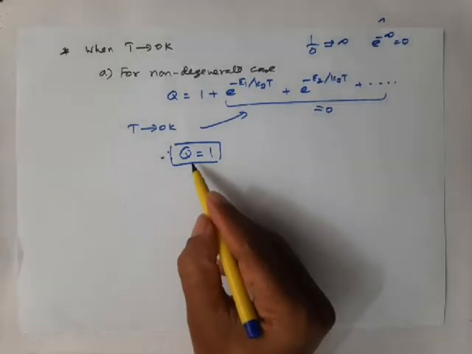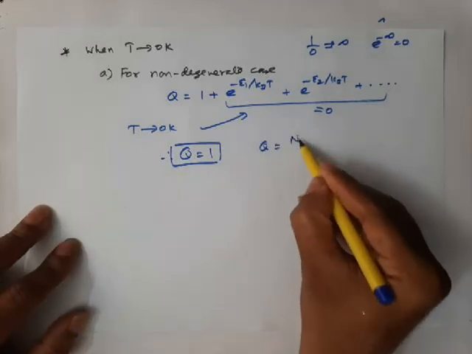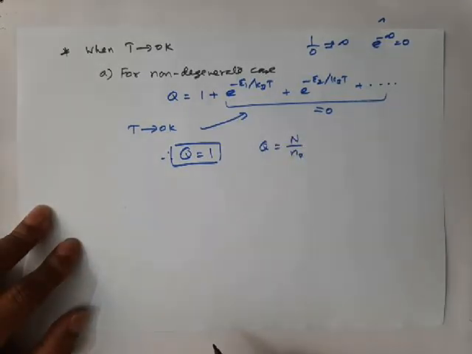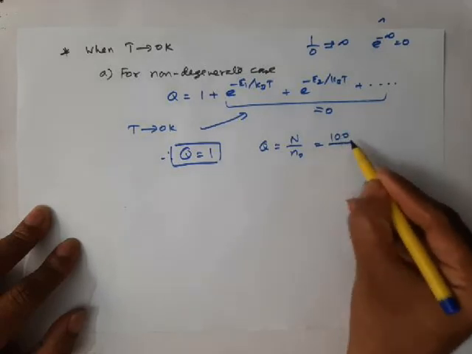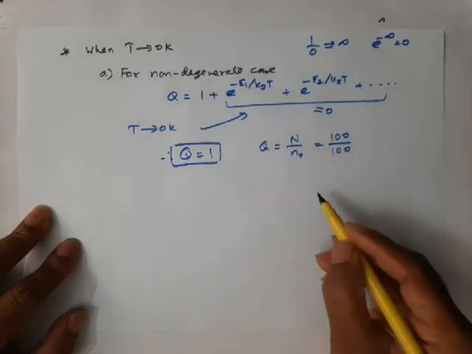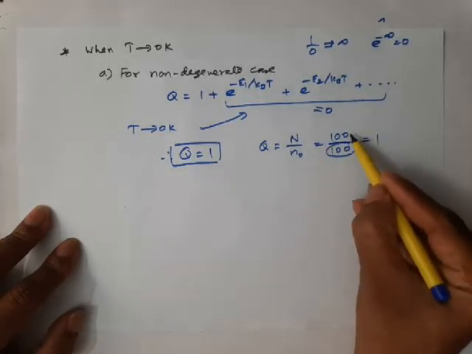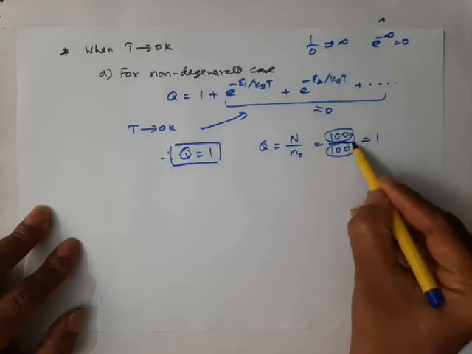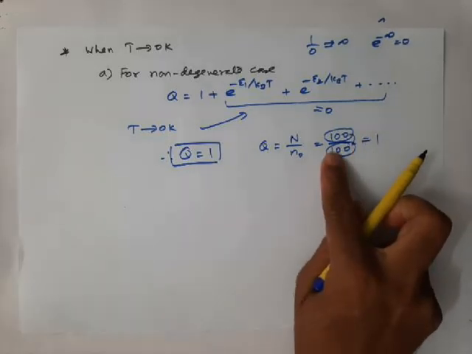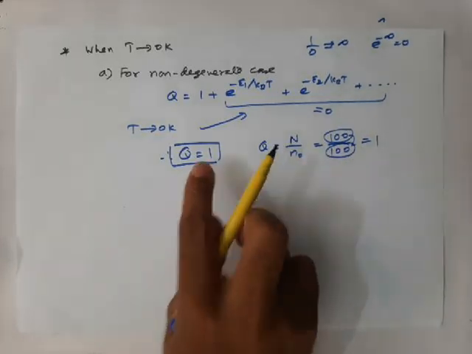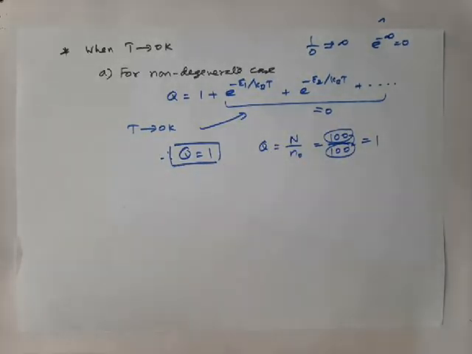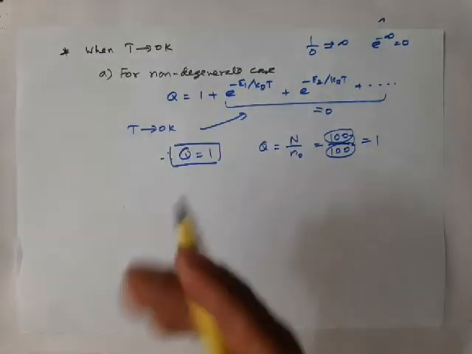The molecular partition function becomes equal to 1 when temperature approaches 0 Kelvin. You know the formula: Q is equal to the total number of particles divided by the number of particles in the ground state. If the total number of particles is 100 and the number of particles in the ground state is also 100, only then will you get the answer as 1. So Q equal to 1 means the entire population is in the ground state. Suppose we have 100 particles, if all 100 particles are present in the ground state, only then will you get Q equal to 1. So Q equal to 1 indicates that all the particles occupy the ground energy level of the system. This is possible when temperature approaches 0 Kelvin. This is for the non-degenerate case. What about the degenerate case?